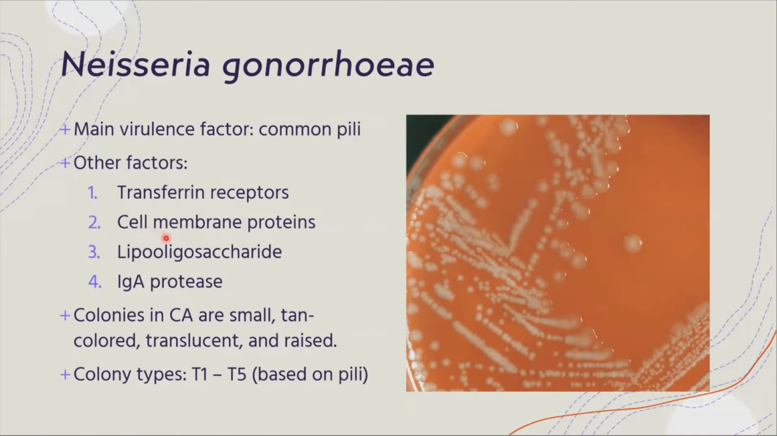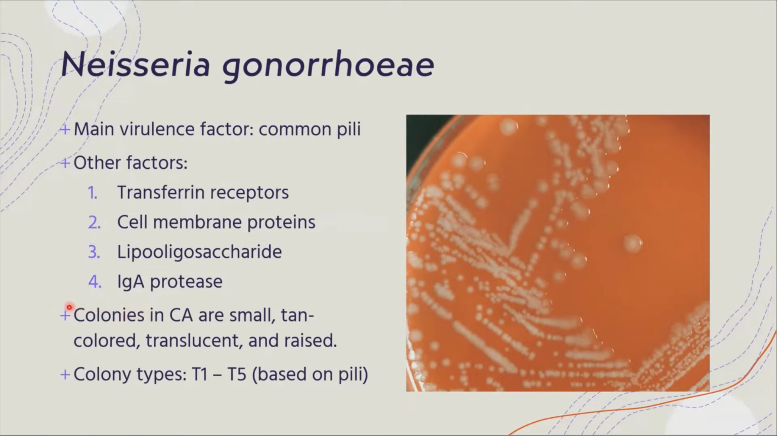They also have different cell membrane proteins, lipo-oligosaccharide that serve as the toxin-producing part, and then they have the IgA protease. Yung IgA class, this is a type of antibody that imbues mucosal immunity. So itong IgA, makikita 'to sa mga mucous membranes natin or mucosal surfaces.